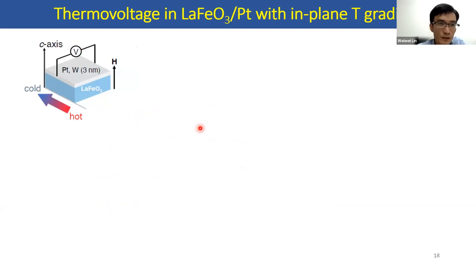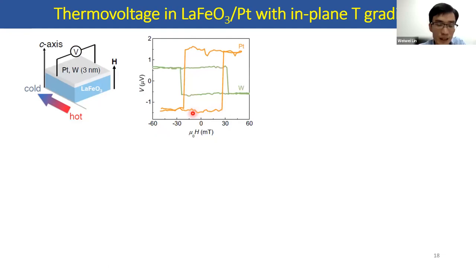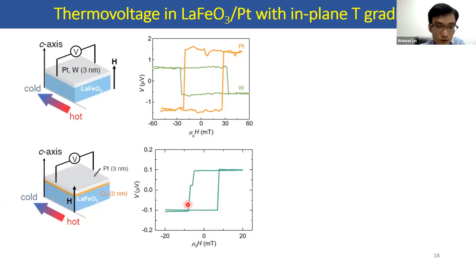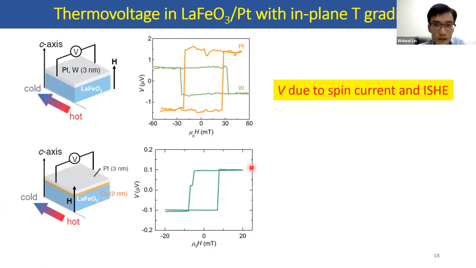So we also replace the platinum by the tungsten with the in-plane temperature gradient configuration. Okay, we can see the mirror transverse thermal voltage indeed reverse the sign for the platinum and the tungsten. So we also insert a very thin copper between the lanthanum ferrite and the platinum. So we can measure a pronounceable thermal voltage with the copper insert layer. So this result demonstrates this voltage is really due to the pure spin current.